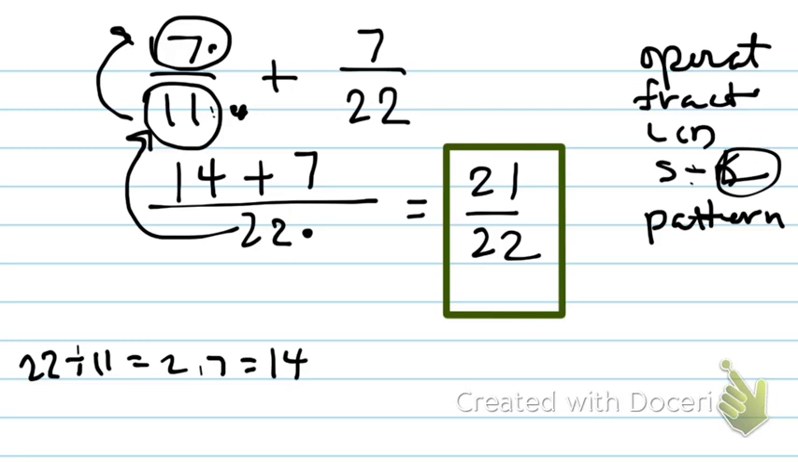What's first? Divide. Okay. So 22 divided by 11 is 2, and 2 times 7 gave me the 14. 22 divided by 22 is 1, and 1 times 7 just stays 7. Okay? The hardest part of this is make sure you know when to do what. What's the pattern called? Divide, then what? Multiply.